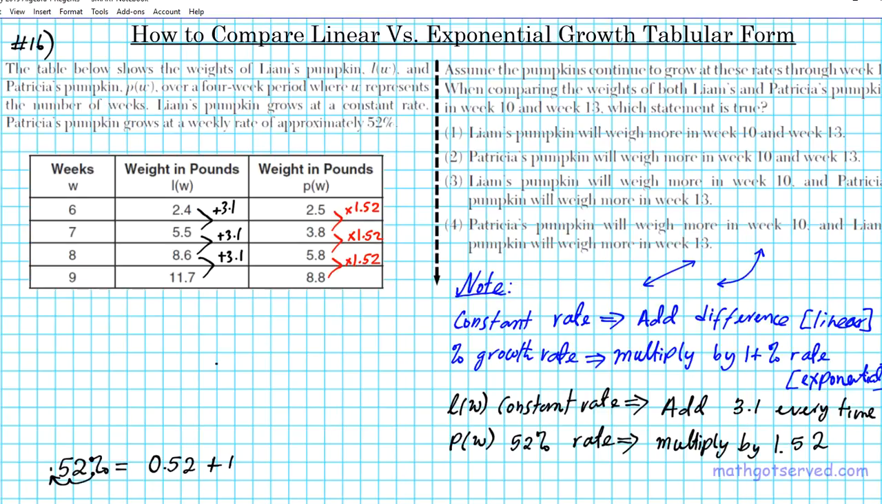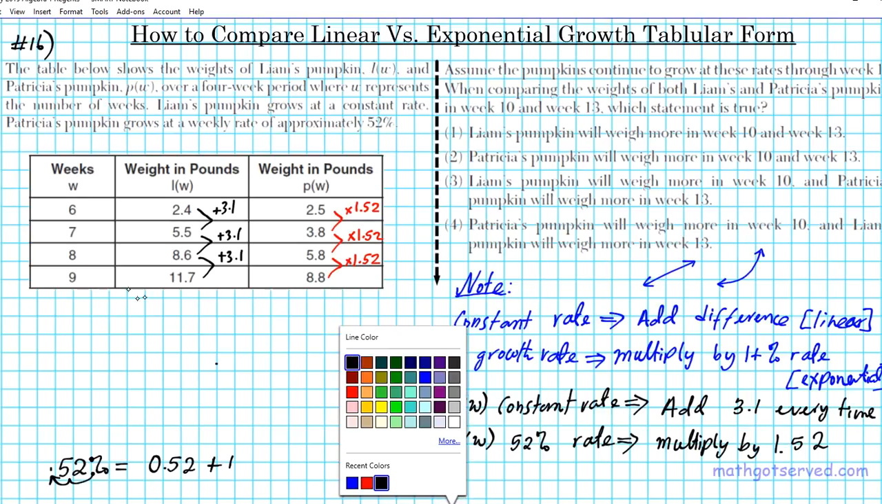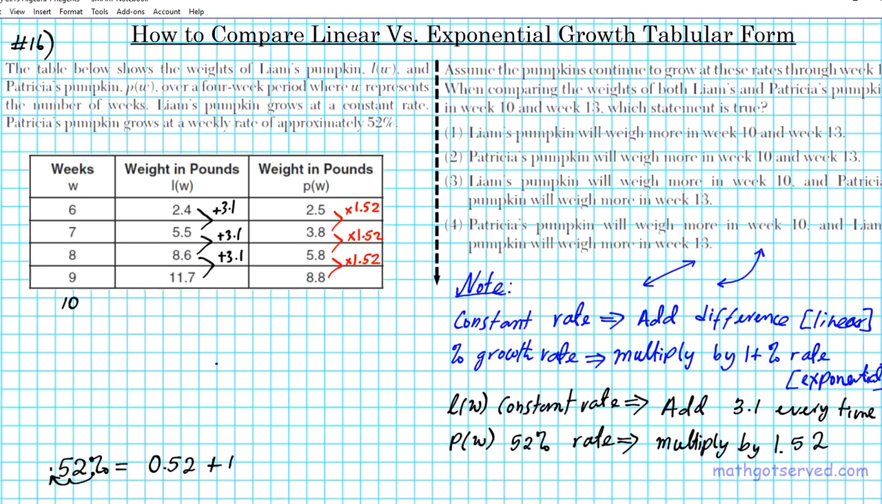Alright, so to get week 10, what are we going to do? To get week 10, all we're simply going to do is add 3.1 to 11.7. Alright, that's not difficult to do. We just add 3.1 to 11.7, we get 14.8.